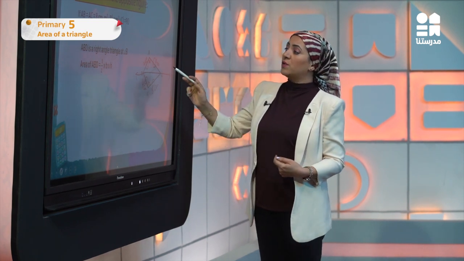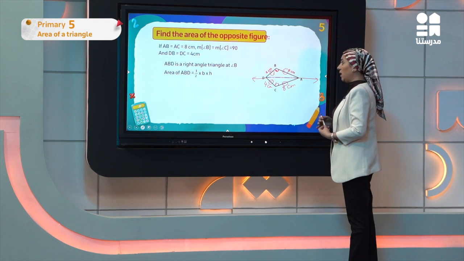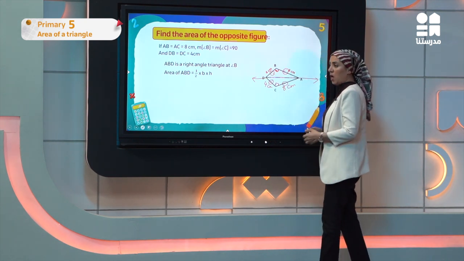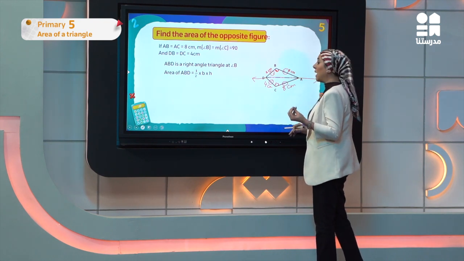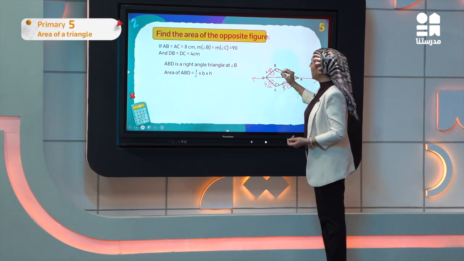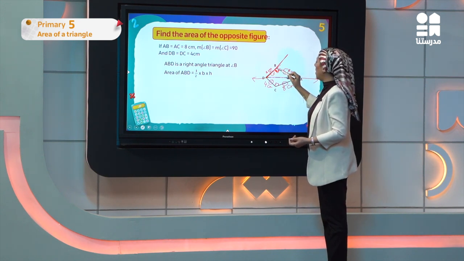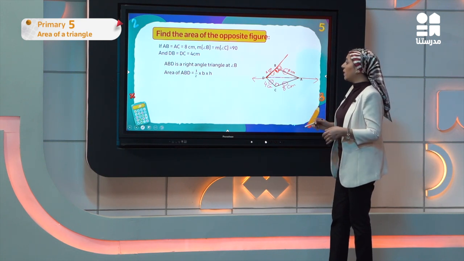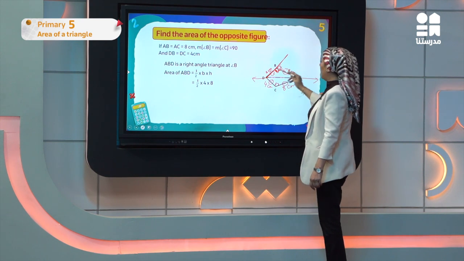So I'll start with the area of triangle ABD, because I already have the side length of the sides of this triangle. So here, the area of ABD is half base times height, the rule that, of course, we have all studied by now. Now, I need to know where is the base and where is the height. So as you see here, I said that this triangle is a right triangle at the angle B. This means that DB is my base and AB is my height, okay? AB is my height and DB is my base, or the opposite. So it's going to be half times 4 times 8.